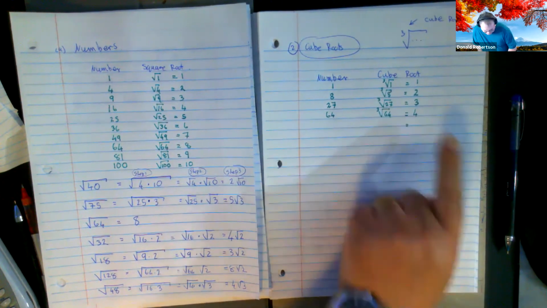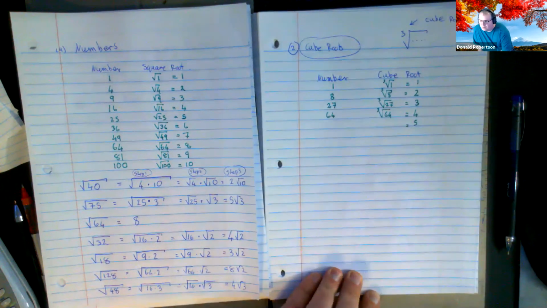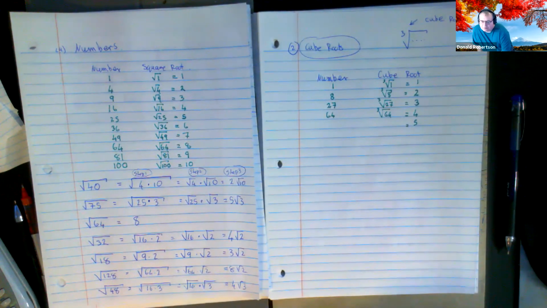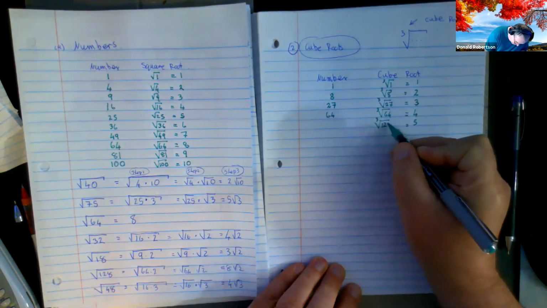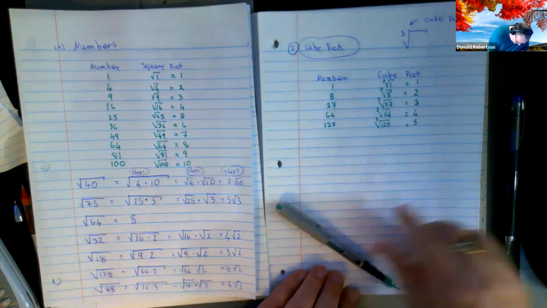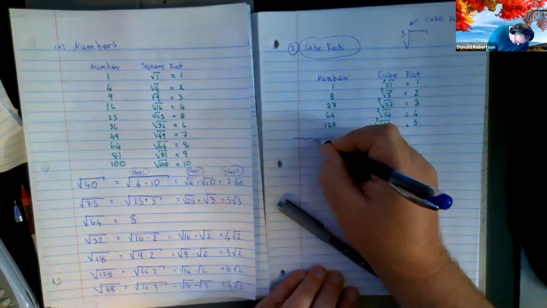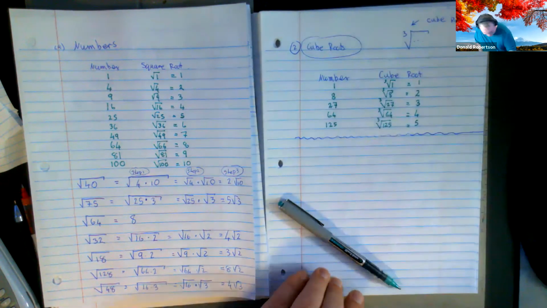So won't the next one be 5? And what's the perfect cube for 5? Well, 5 times 5 times 5 is 125. So the cube root of 125 gets you 5. So there we go. And that is typically as far as the normal kind of table goes.